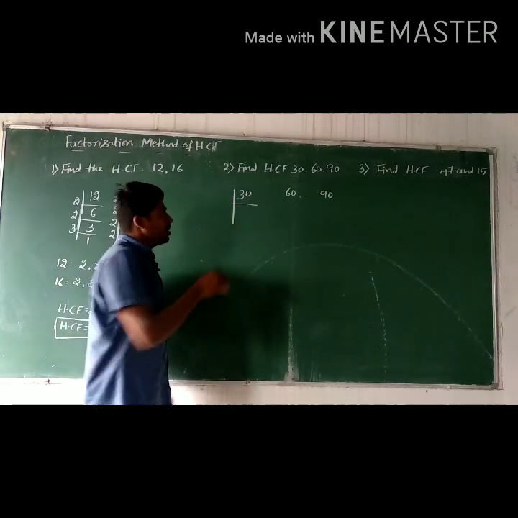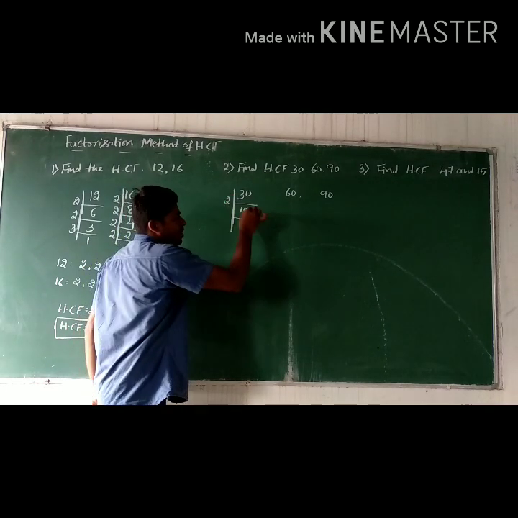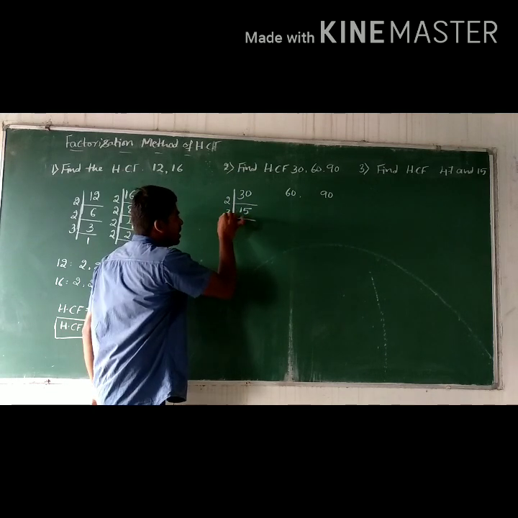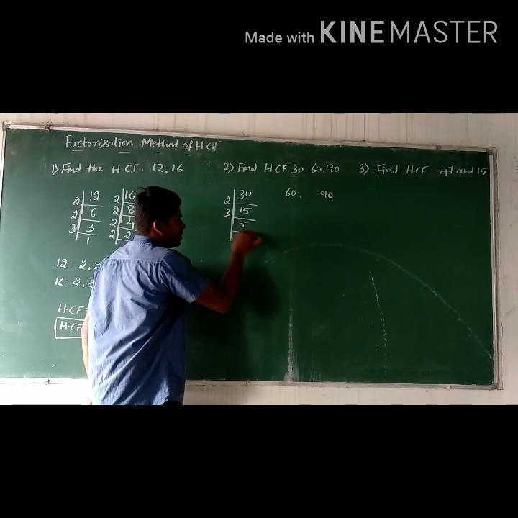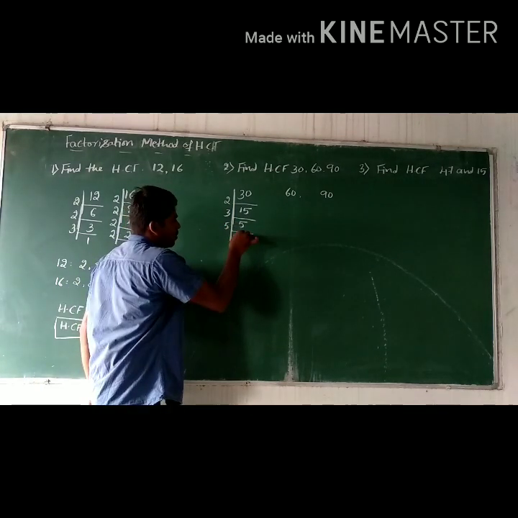30 is an even number. Divide by 2, we get 15. Now 15 is an odd number. Divide by 3, we get 5. 5 is an odd number. Divide by 5, we get 1.